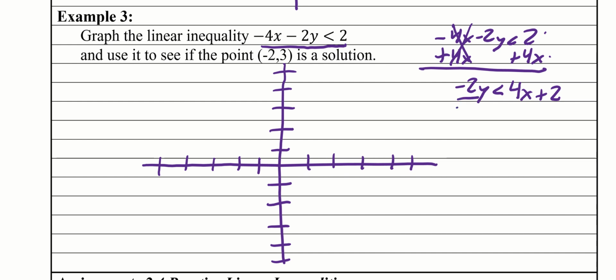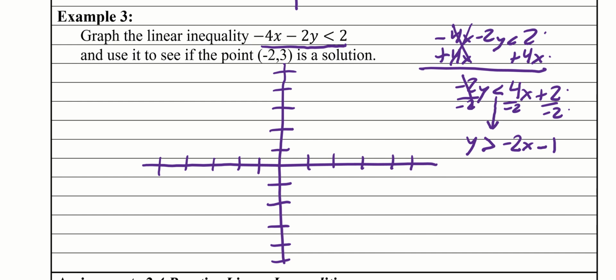And then last step here, if I want to get y by itself, I need to divide by -2. So I would divide by -2. These would cancel. I'd get y by itself. On the other side of the inequality, 4 divided by -2 would be -2x. And then +2 divided by -2 would be -1. And then one last rule that we still need to pay attention to that we talked about with inequalities in the past is anytime you divide by a negative number, you do need to flip the symbol. So your final inequality should be y is greater than negative 2x minus 1.